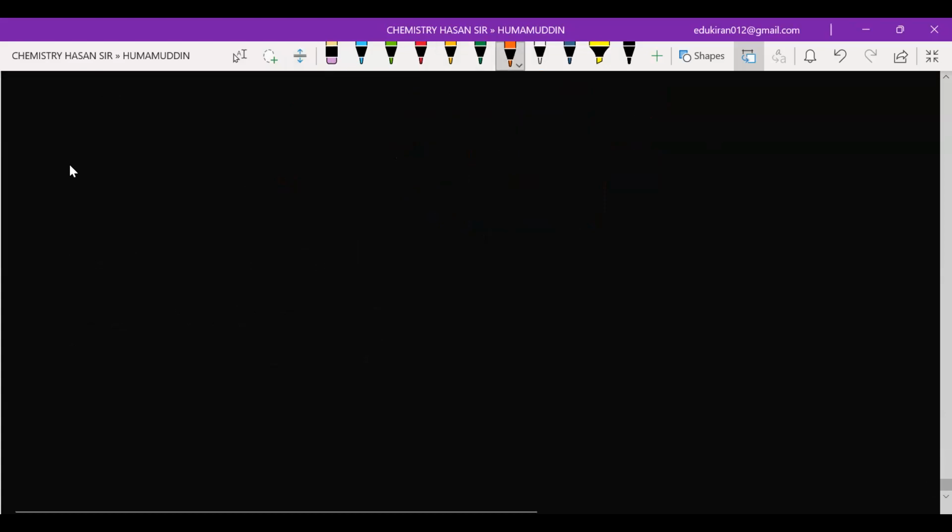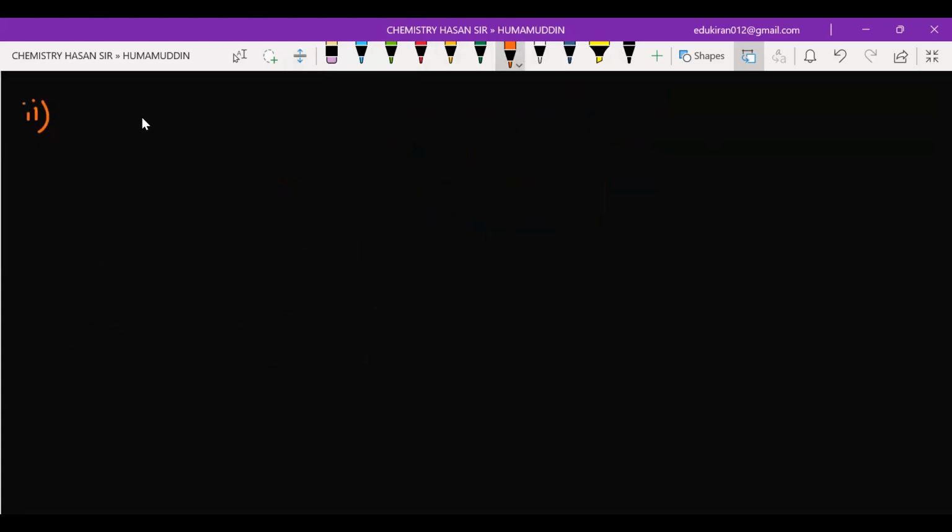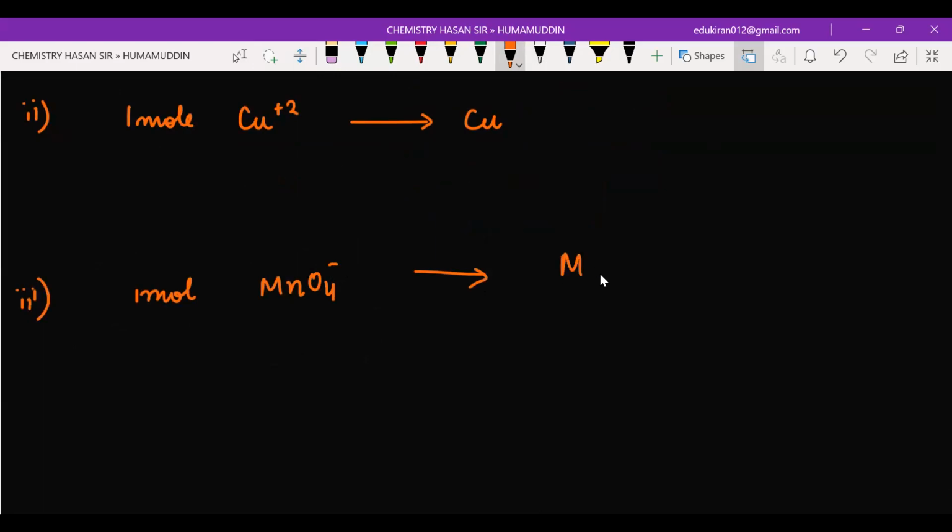Austin? Yes, sir. Okay, I'm going to give you another question. 1 mole Cu plus 2 converts itself into Cu. Just let me know the charge, in the same way that I did for aluminium, in which we got 3 Faradays. And this is another question: 1 mole MnO4 minus converts itself into Mn plus 2. Please do. Mn plus 2 it is. Very good, Austin. Humam, please.